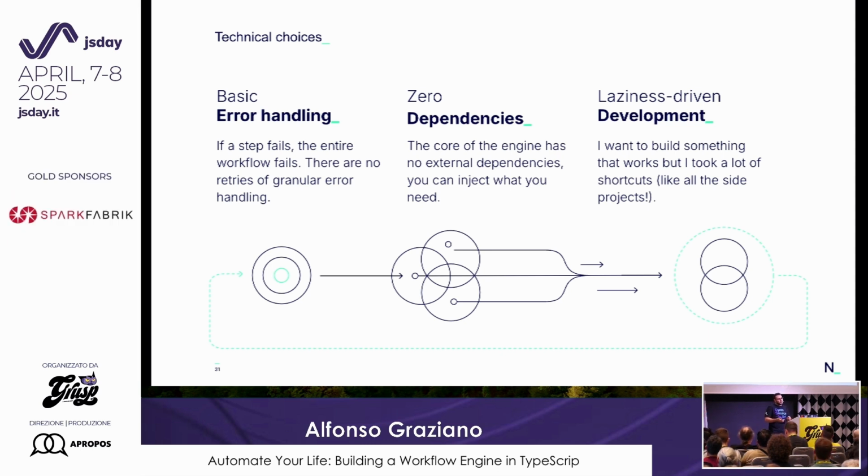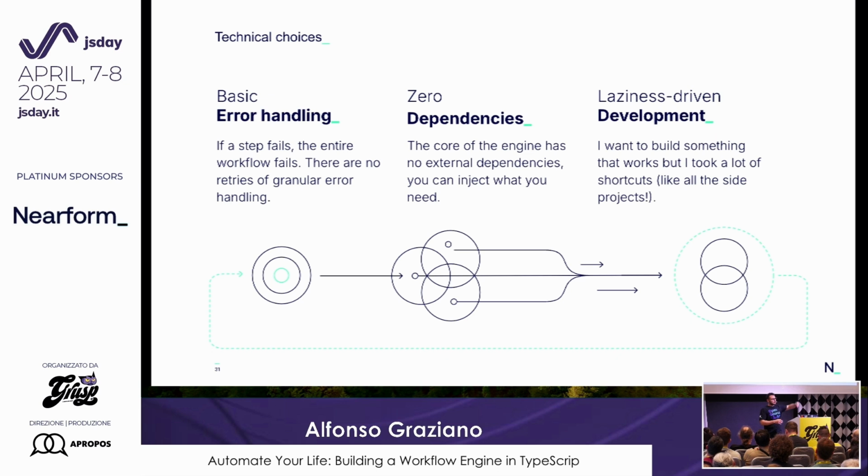So basically, I want to build something which works, which is nice, but I took so many shortcuts. That's why you shouldn't use that in production, by the way. Apart from that, this might be an interesting technical choice: I just decided to have almost zero error handling, or very basic error handling.